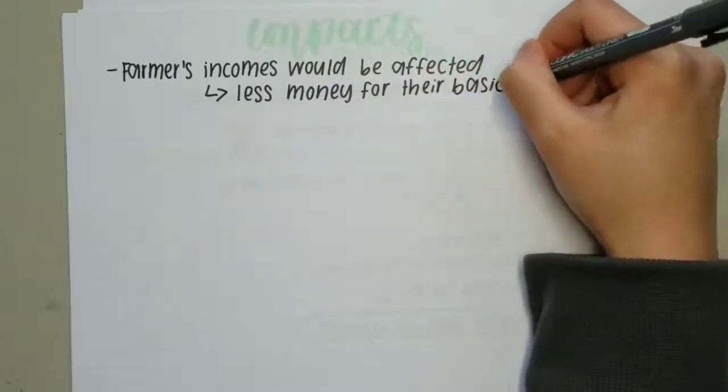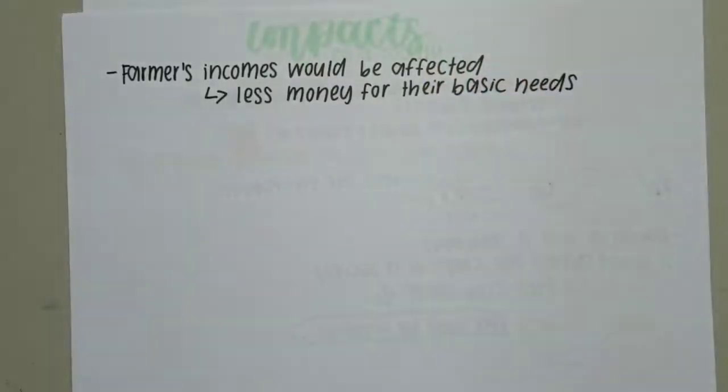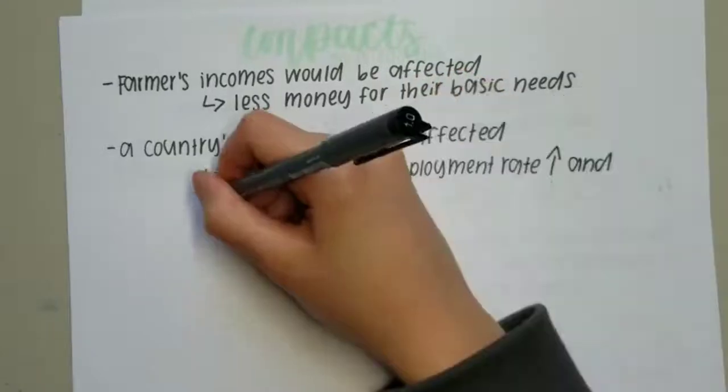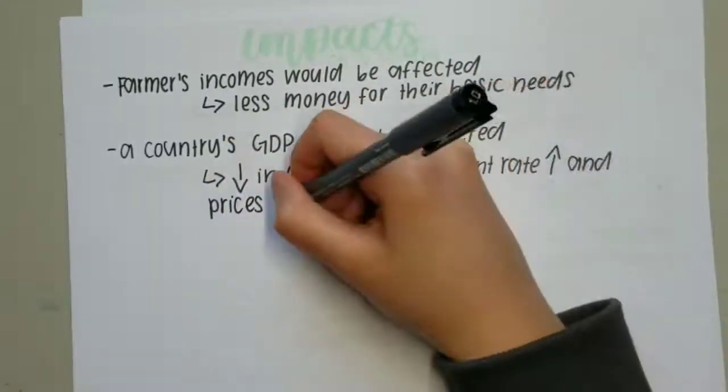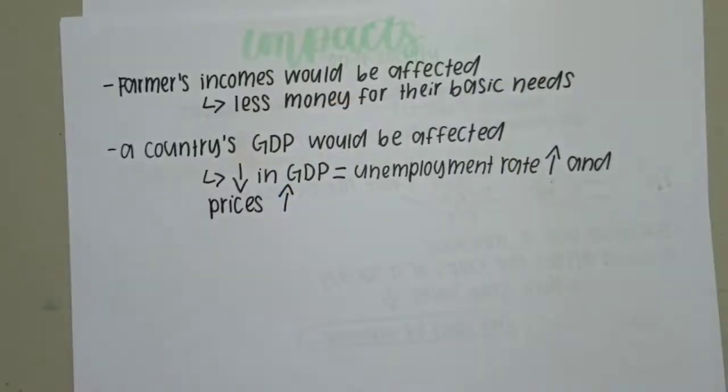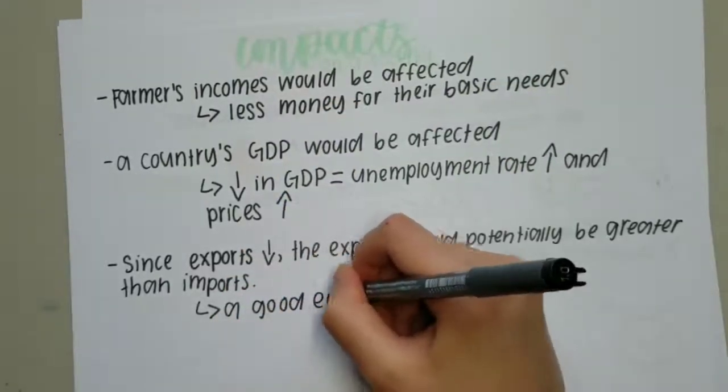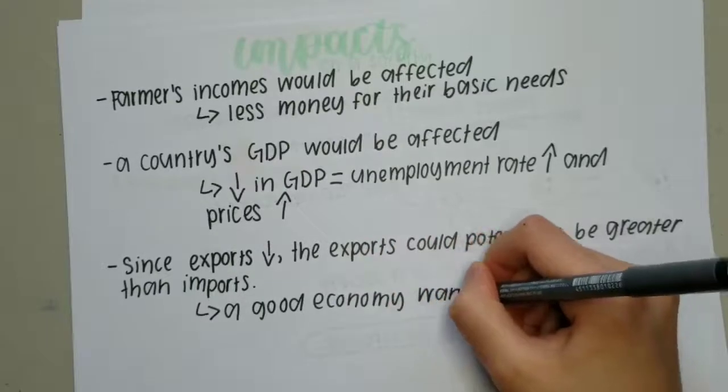Additionally, these affected plants would affect farmers' incomes. Therefore, there would be less money for their basic needs. For example, there would be less money for them to support their family. If this disease affected the exports of certain plant products, then the country's GDP would decrease.